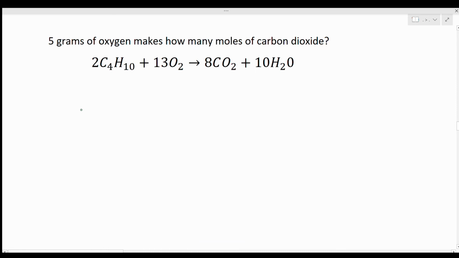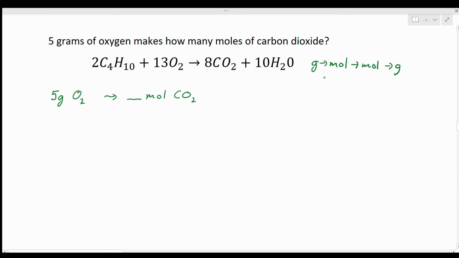Here we have another question. 5 grams of oxygen makes how many moles of carbon dioxide? We know we are dealing with oxygen and carbon dioxide. I will draw our little map here. Grams of one substance to moles of the same substance, to moles of another substance, to grams of that. Now let's see what we need to figure out. They're saying that we have 5 grams of oxygen will make some number of moles of carbon dioxide.